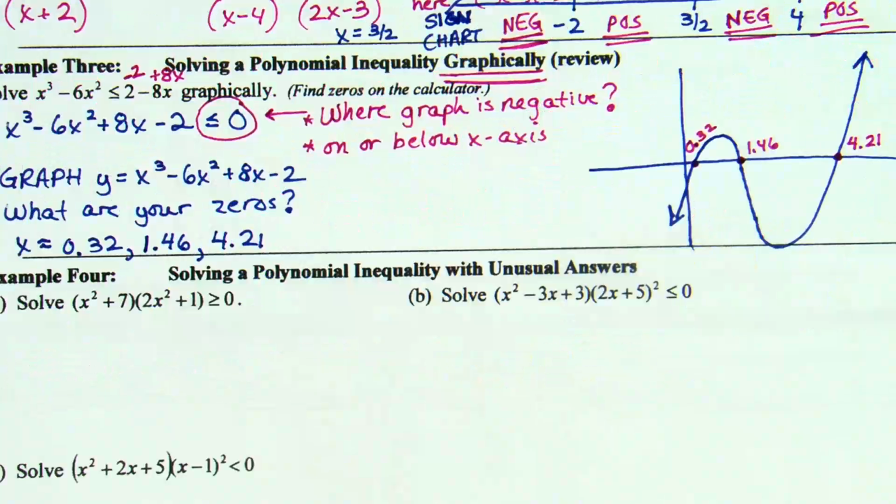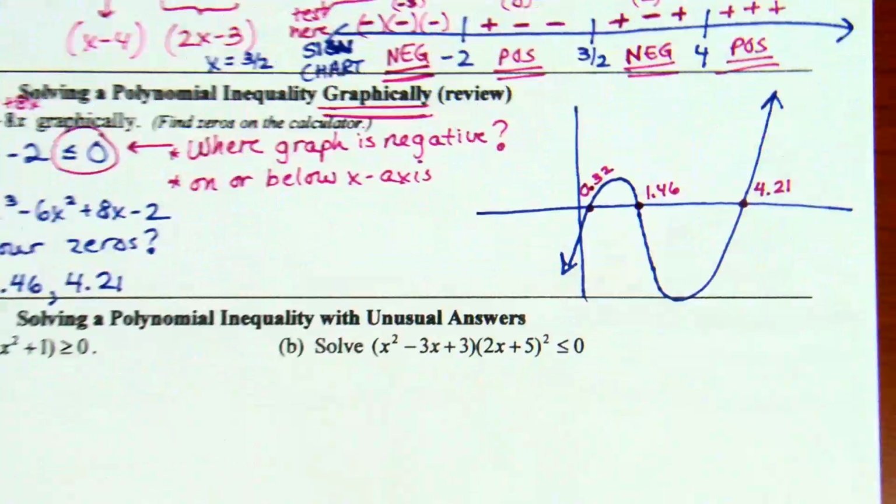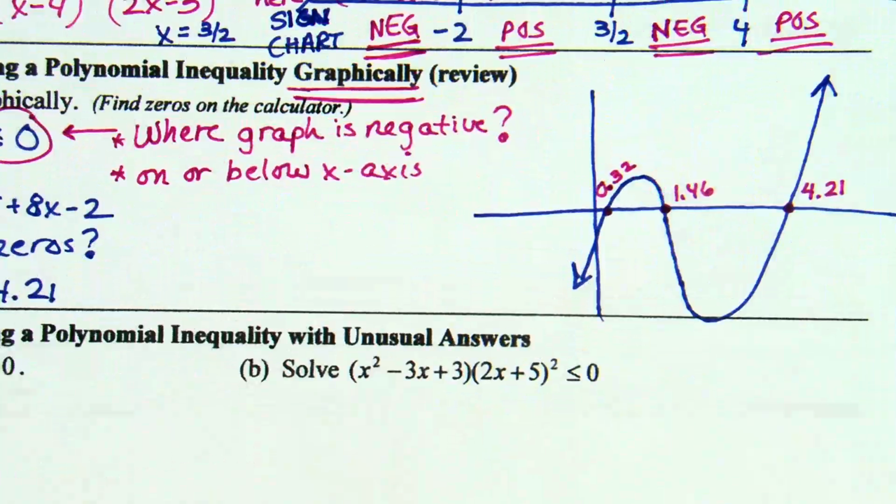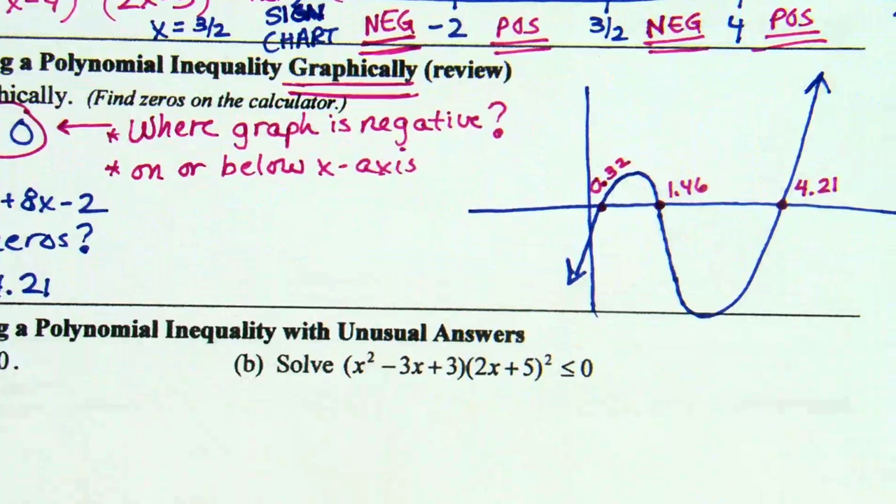Okay, so I'm going to zoom into this side of my paper here. The question is, where is my graph negative?